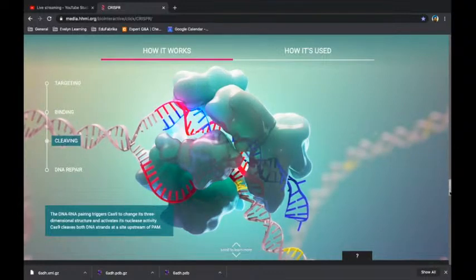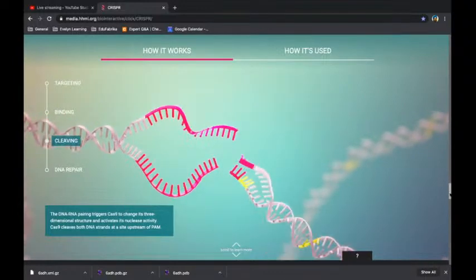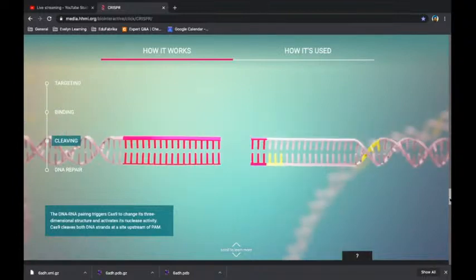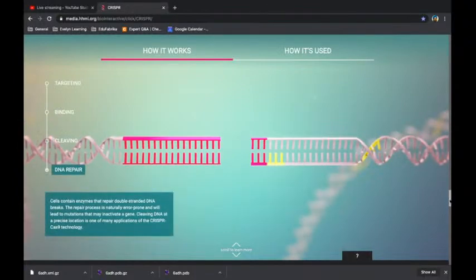Then after the cleaving, DNA repair. The cell contains enzymes that repair the DNA, and the repair is naturally error prone and will lead to mutations that may inactivate the gene. So cleaving DNA at a precise location is one of the main applications of Cas9. So we cut the DNA at a precise position, and that's what we are looking for.